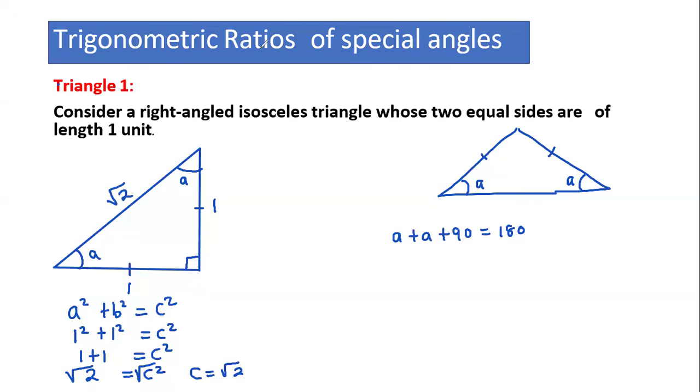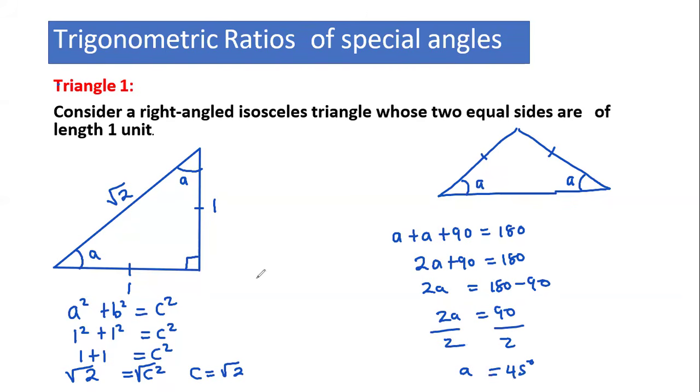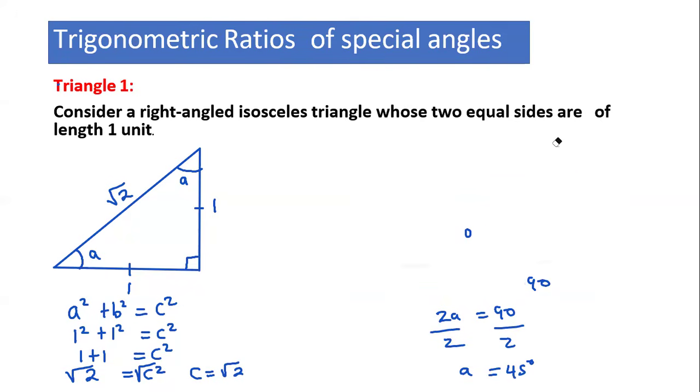Members, can you find out the angle inside now? Thank you, Daniel, 45. Very good. So when you work out the mathematics here, you'll have 2A plus 90 is equal to 180. It means that 2A is 180 minus 90. 2A will equal 90. Divide by 2, and that angle is 45 degrees. So that's how members are getting the 45. So inside there, we are going to have 45 degrees.